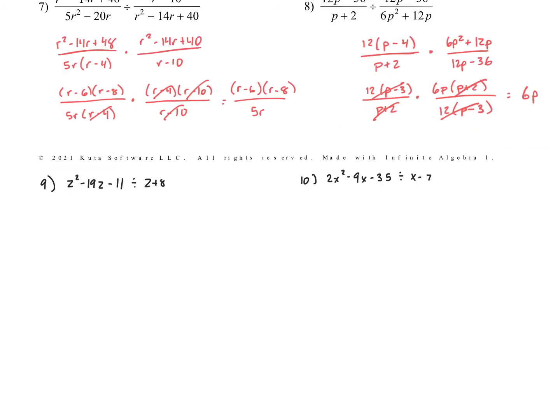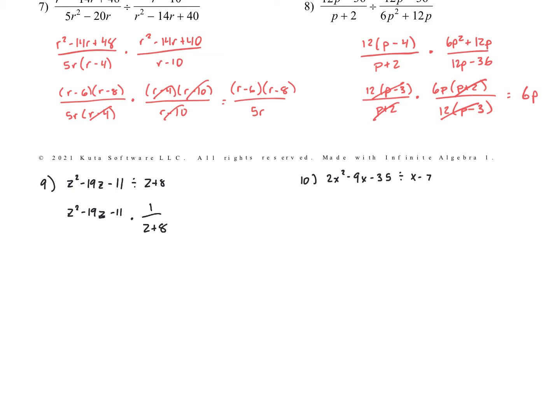Now, the last two problems I want to talk about are examples that you may not see a whole lot in algebra, but you will definitely see them all the time in Algebra 2. Now, these two problems, you set them up the way we've been doing them. Okay, you would rewrite it as z squared minus 19z minus 11, and then you would keep, change, flip, and you would do z plus 8.